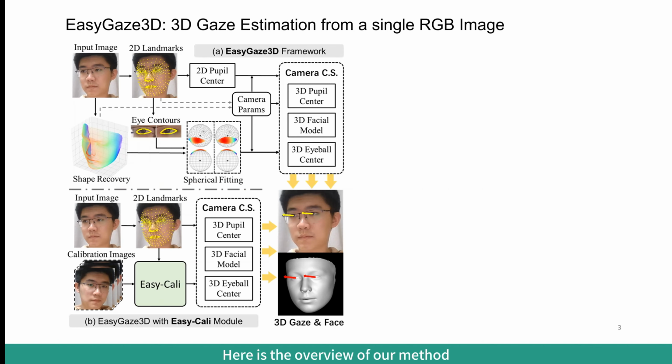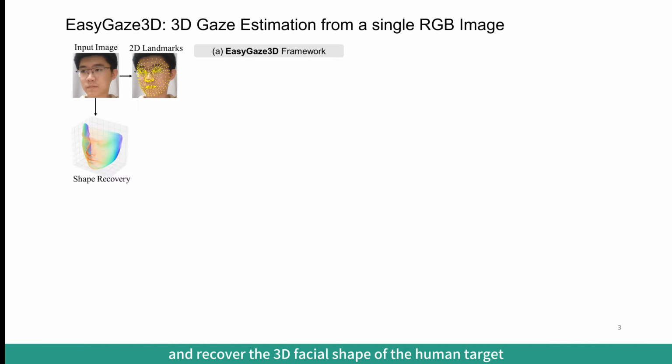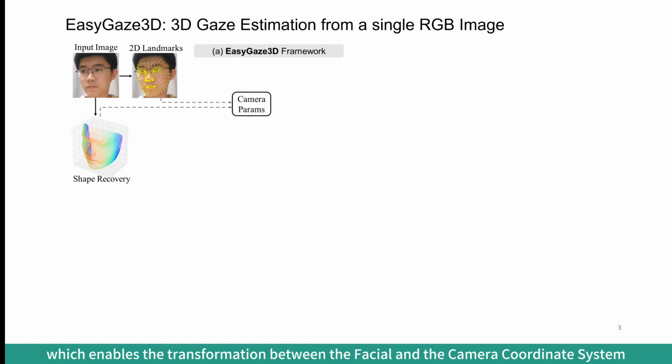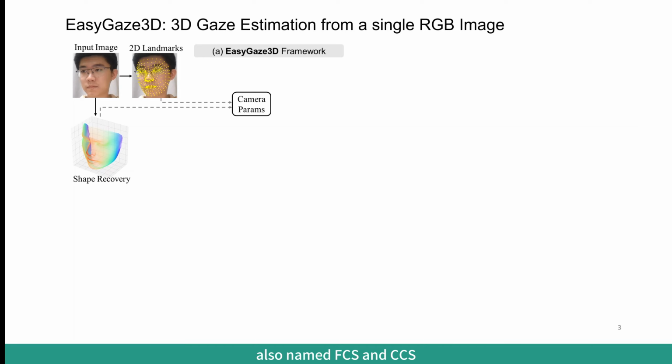Here is the overview of our method. We detect the 2D facial landmarks from the input image and recover the 3D facial shape of the human target. Then we can calculate the extrinsic camera parameters, which enables the transformation between the facial and the camera coordinate system, also named FCS and CCS.